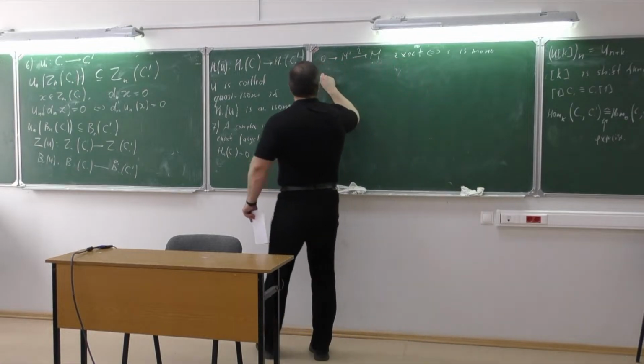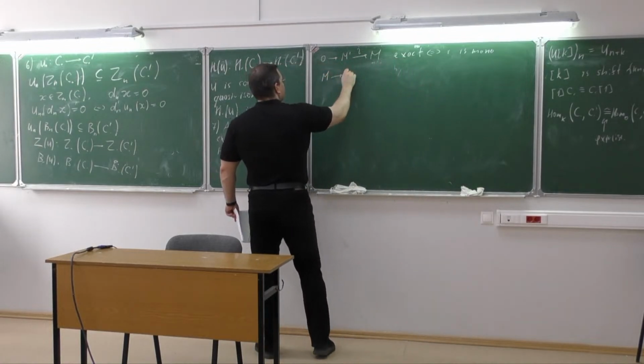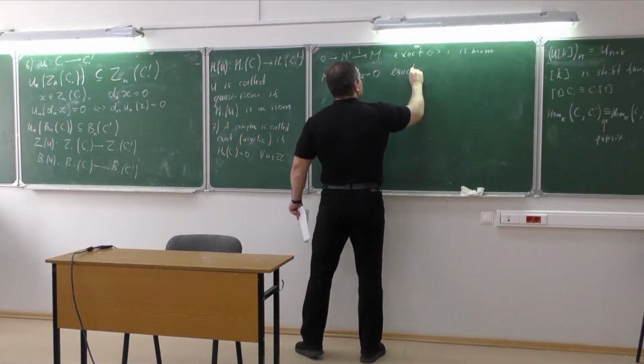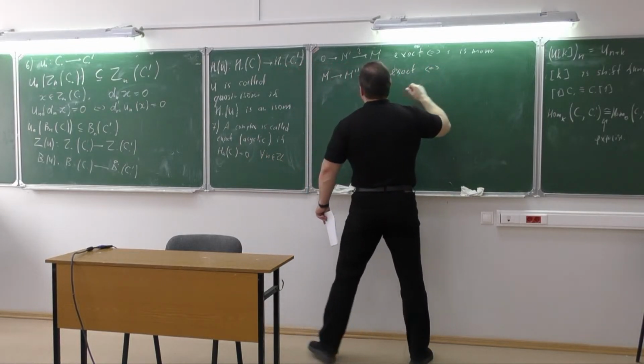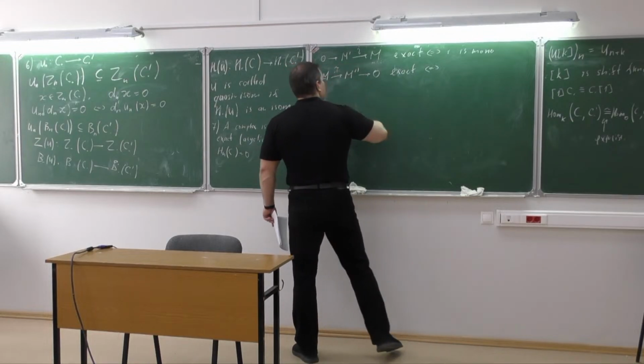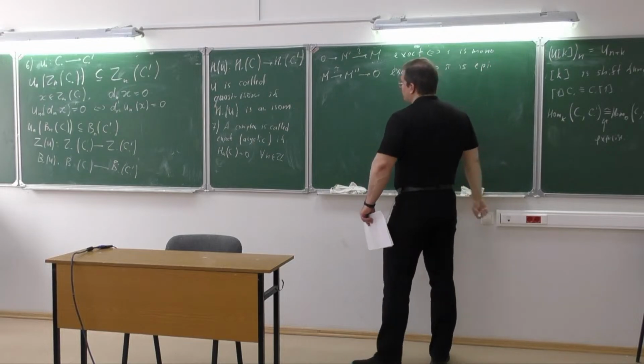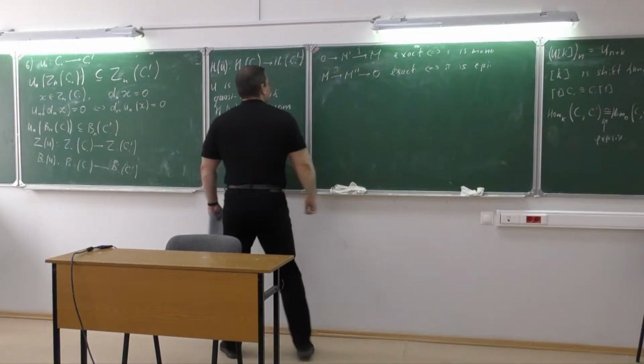And dually, you can write M double prime, 0, and this is exact. It means precisely, if I call this map, say, pi, this means exactly that pi is epi. So this is just a simple exercise in what exactness means.